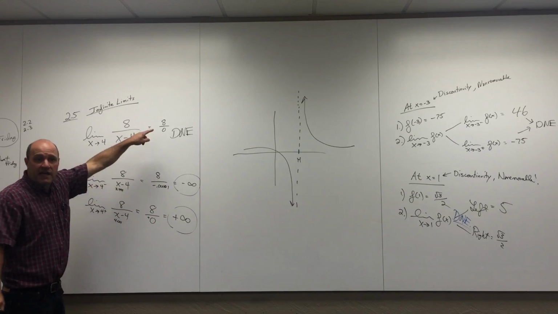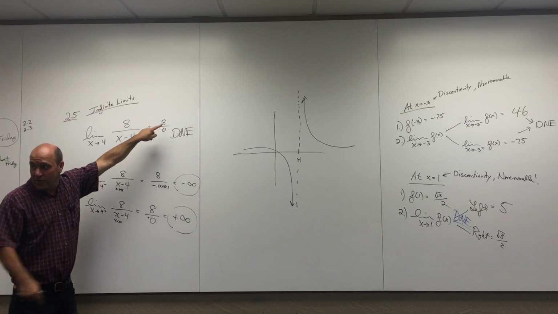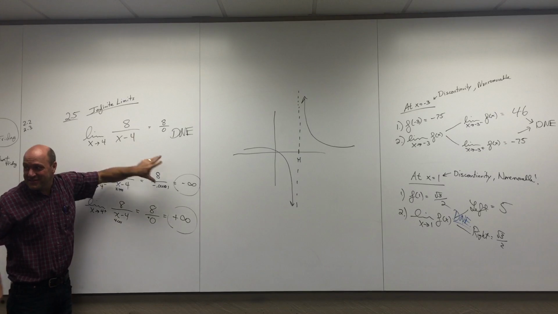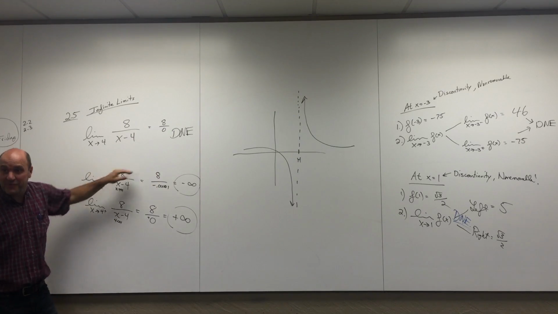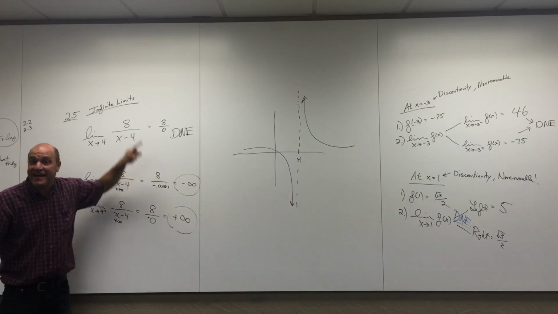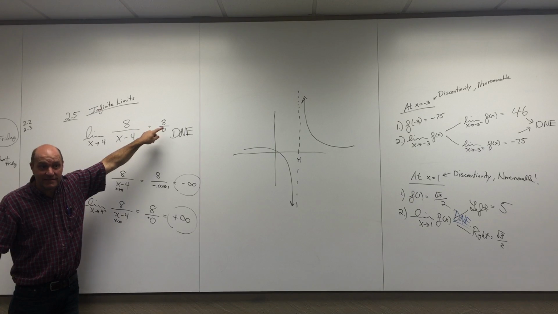Now, why did I write does not exist up here? Oh, because they weren't the same, right? Because from the left, it was negative infinity. From the right, it was positive infinity. That's why, to me, it doesn't exist.